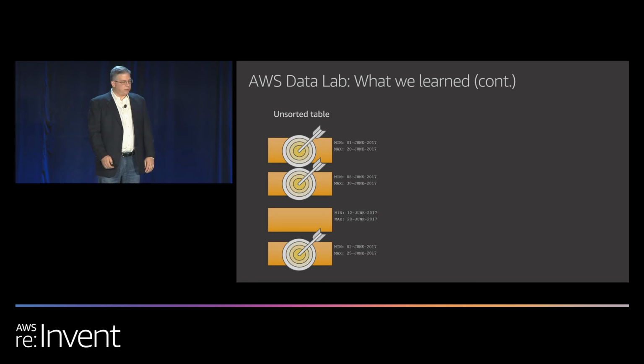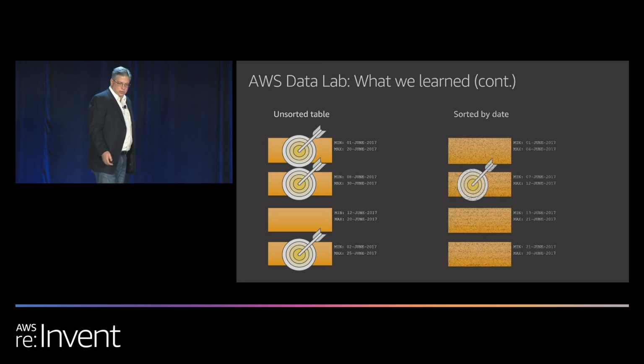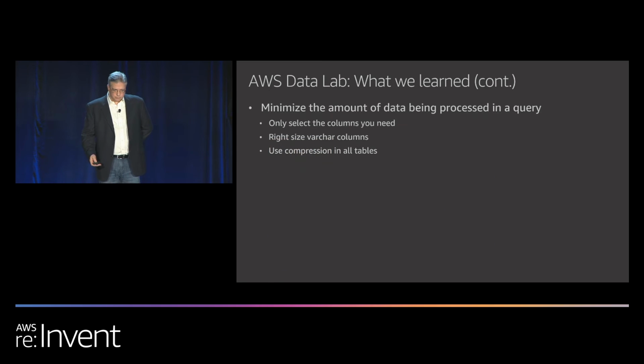So with an unsorted table, if you're looking for a date of like June 12th or so, in the left side, you need to do 3 I/O to get the data. On the right side sorted table, you do 1 I/O. Very simple. In the database world, less I/O, faster queries.